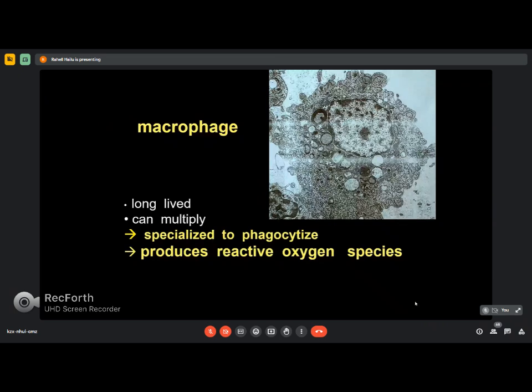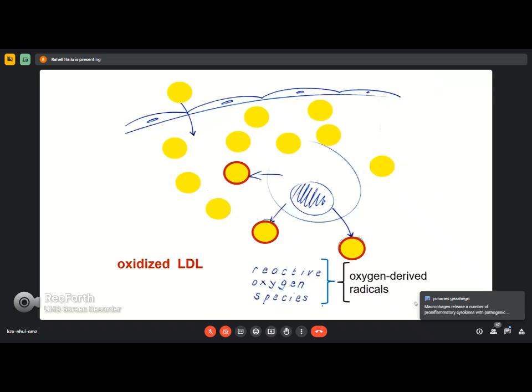so they can live a little bit longer. And they can multiply. That means they can recruit more monocytes, they can activate more macrophages, and they're specialized for phagocytosis. But in addition to phagocytosis, when they're activated, they also tend to produce these reactive oxygen species, that is basically responsible for the toxicity of the phagocytized substance, the reactive oxygen species.